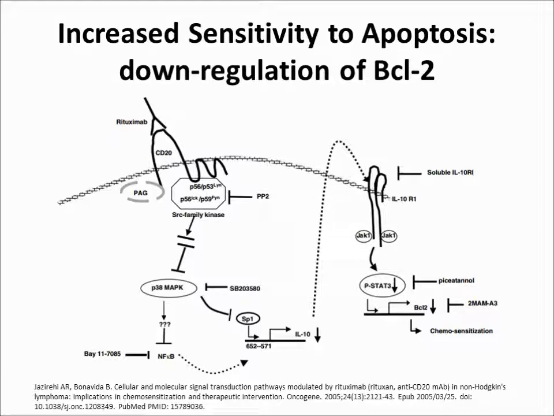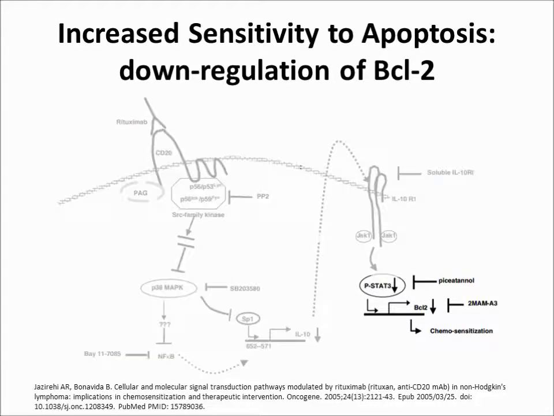Binding of rituximab with CD20 results in increased sensitivity to apoptosis. With CD20 blocked, phosphorylation of an SRC family tyrosine kinase is blocked, which initiates a cascade eventually leading to downexpression of BCL2, which results in increased sensitivity to apoptosis.